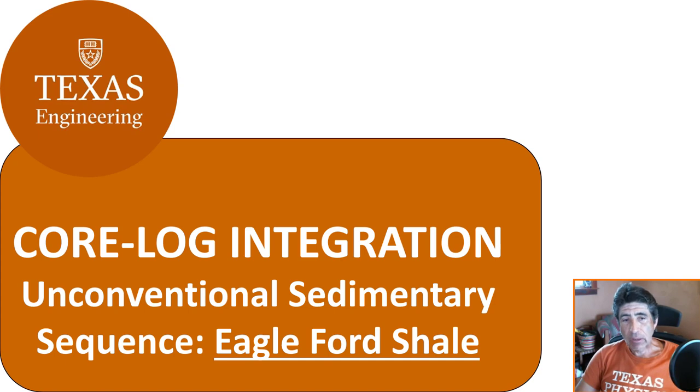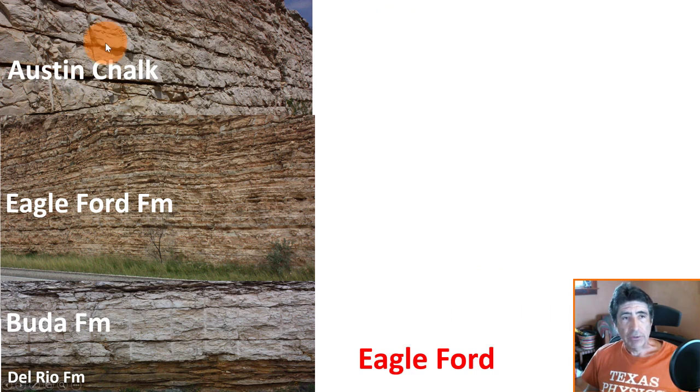And today we're going to talk about core log integration for the very specific case of an unconventional sedimentary sequence, the Eagle Ford shale. Just to remind you, we are going to go through the various formations that bound the Eagle Ford. We have at the top the Austin Chalk, then the Eagle Ford proper. We have the upper Eagle Ford formation, and then the lower Eagle Ford formation, which is where we have the maximum concentration of organic content, and immediately below that we have the Buda formation, and below that the Del Rio formation.